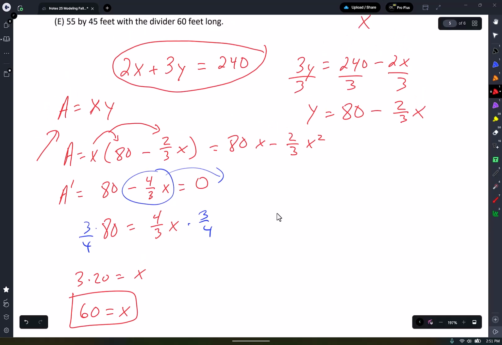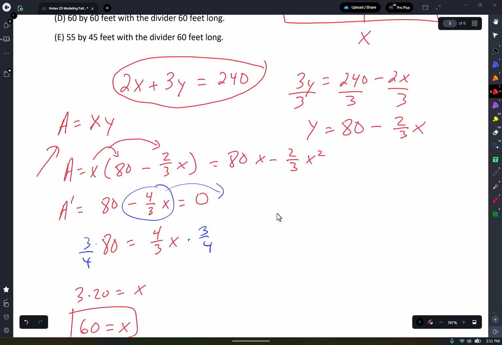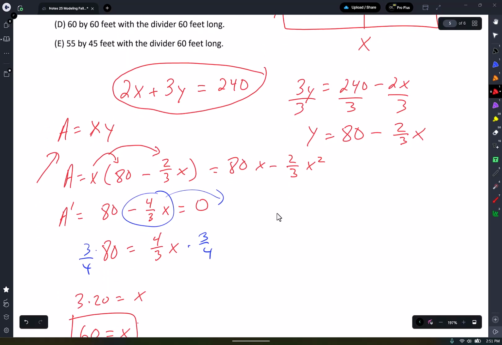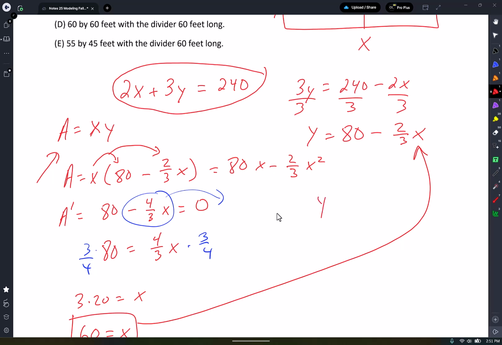All right, now that I got that x is 60, I can figure out the y value. I'm just going to plug it in right here. Y equals 80 minus 2/3 times 60. So let's see, 3 goes into 60 20 times, and 20 times 2 is 40. 80 minus 40 is 40. So there it is. Y equals 40.